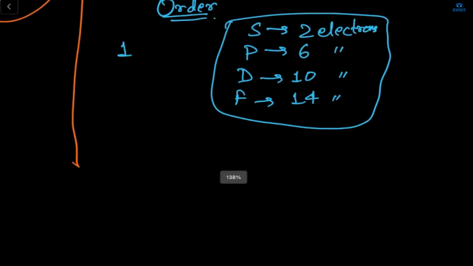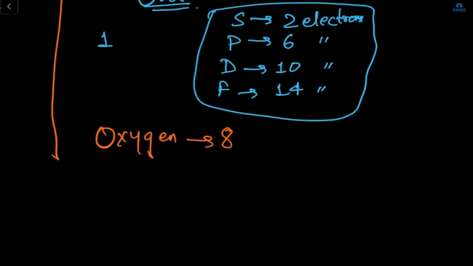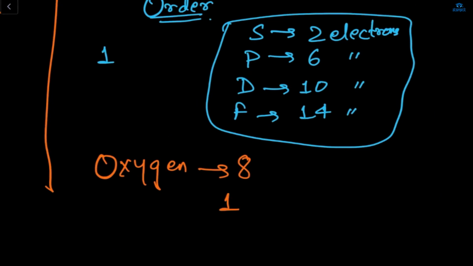Now, for example, let's start with the small one. For example, oxygen. Oxygen is 8. So now how will we write?